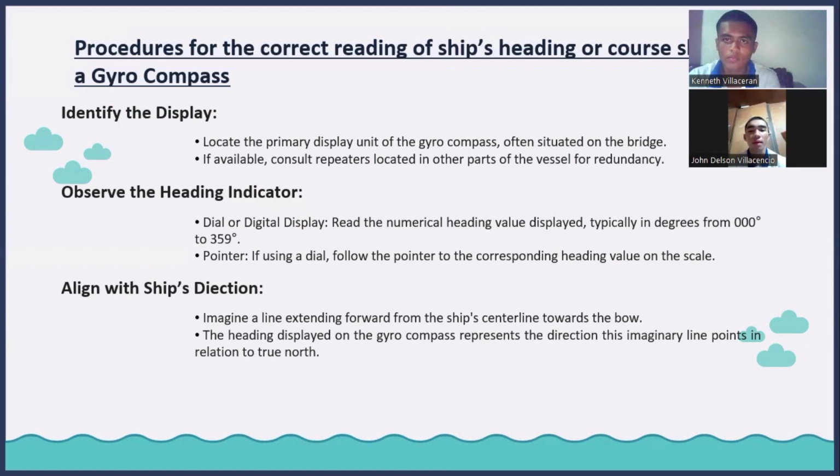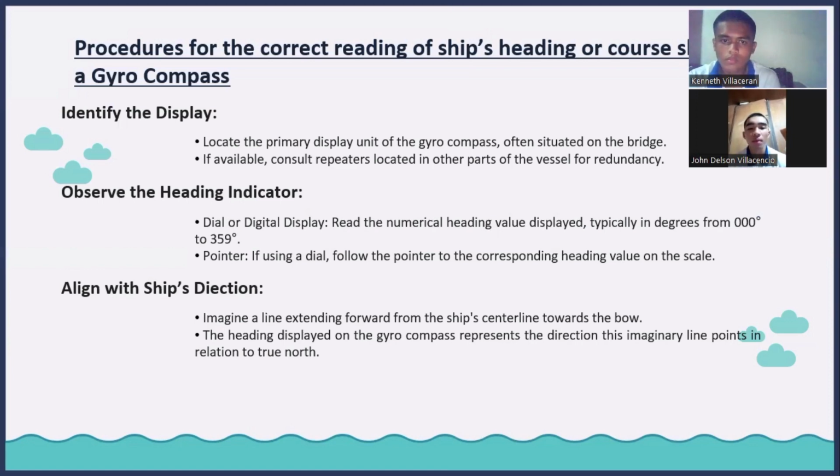Identify the display. Locate the primary display unit of the gyro compass, often situated on the bridge. If available, consult repeaters located in other parts of the vessel for redundancy. Observe the heading indicator.